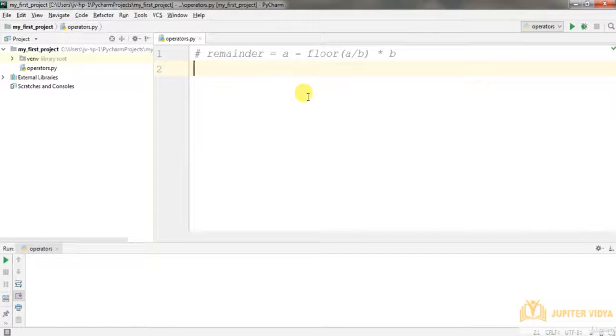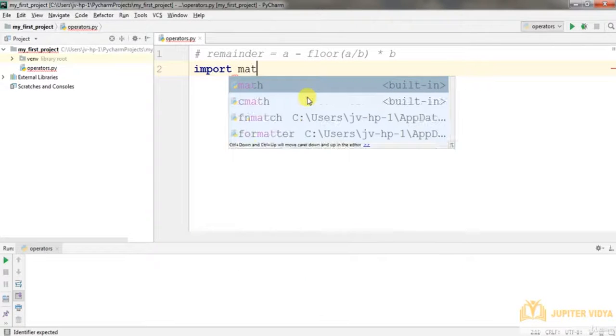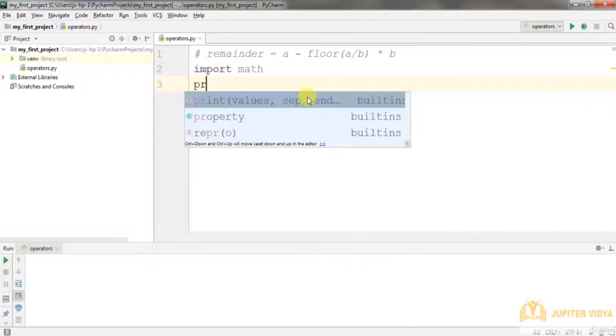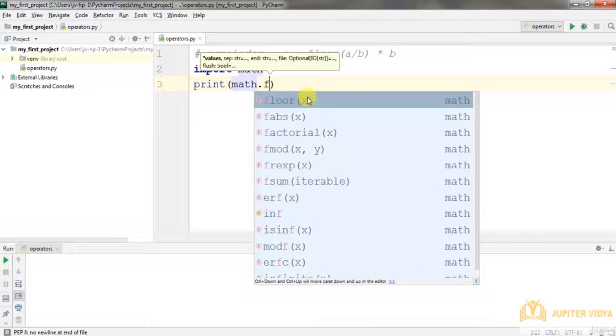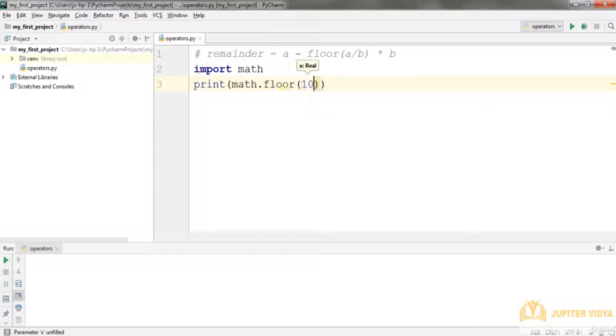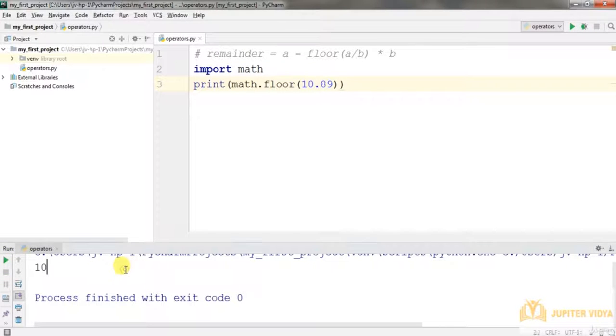So what I'll do, I'll import the math module and let's use the function floor. Here you can see. So what is a floor? Floor is the lowest side of the value. Let's print 10.89. So math.floor of 10.89 will be 10. And here you can see 10.12, which is again 10.